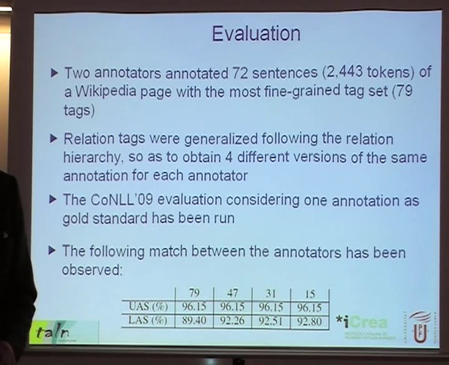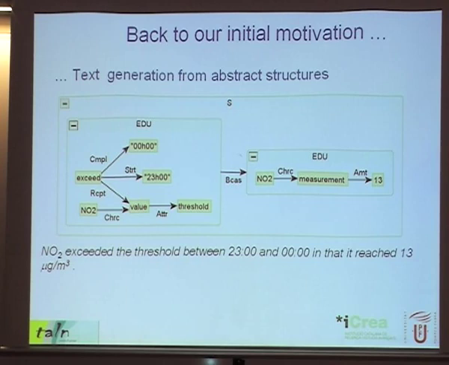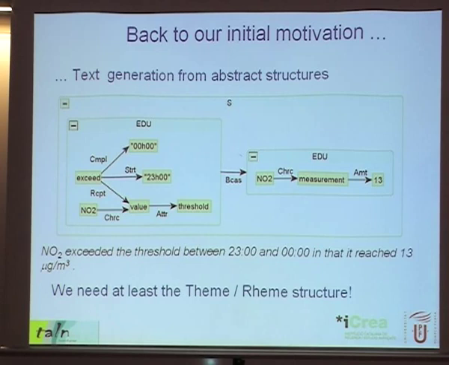If we want to do stochastic generation, we need to think of, as I said, information structure. Why? If we have this structure, we can realize it in n different ways, so we don't know how the syntactic structure will look. So we need a theme-rheme or something similar, topic-focus articulation, whatever. We need information structure.